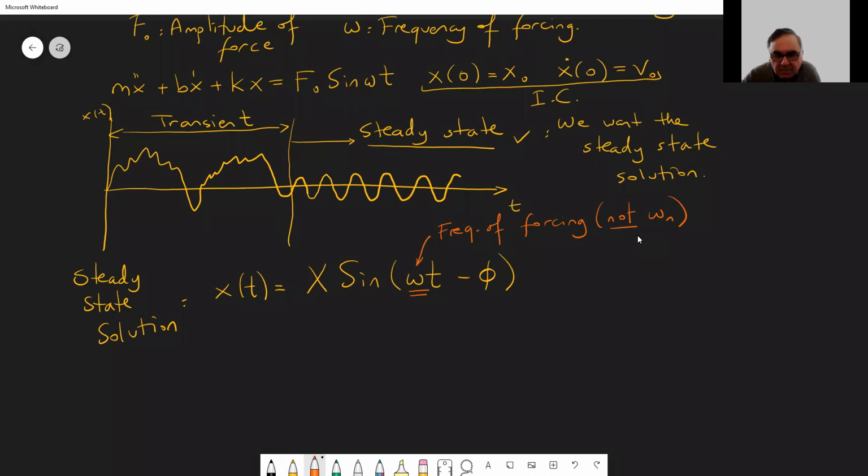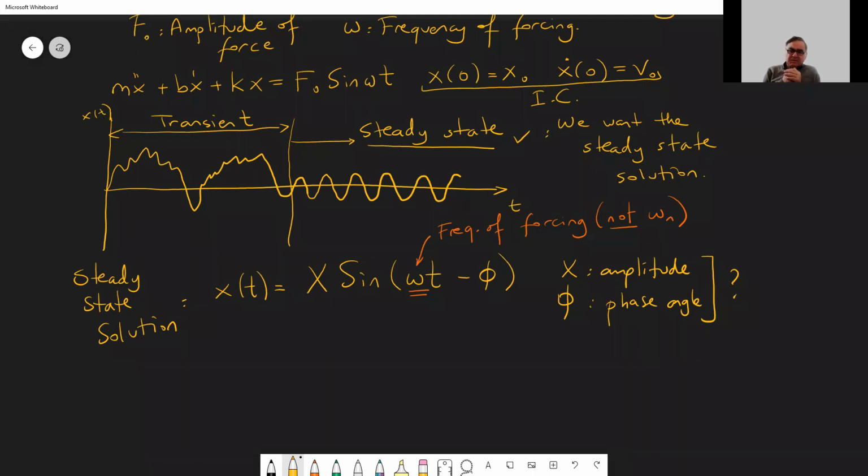And X is the amplitude, phi is the phase angle. And these are unknowns, okay? We want to find them. We want to find the amplitude and the phase angle. This is the structure of the solution we have assumed. And we will substitute this solution and try to find X and phi. Let's try to do that.